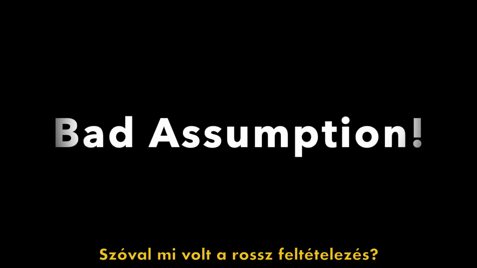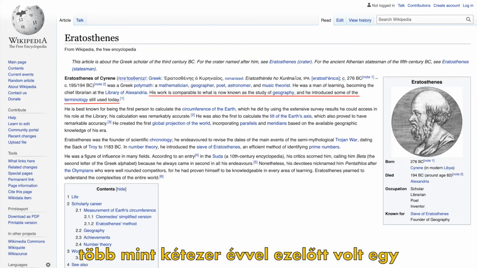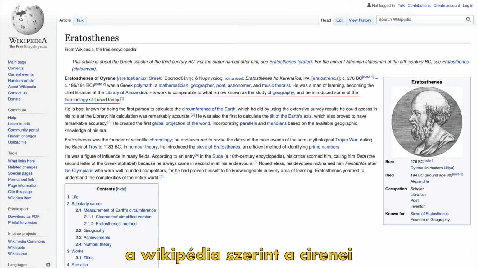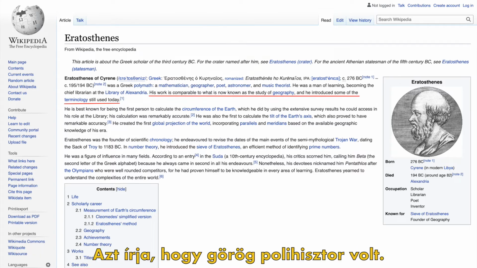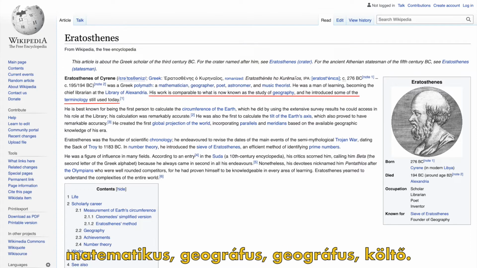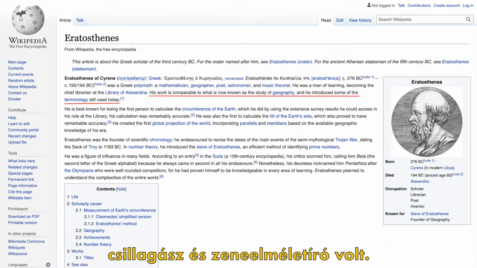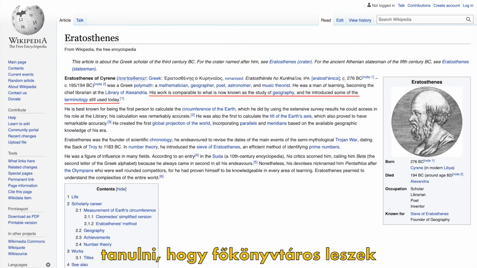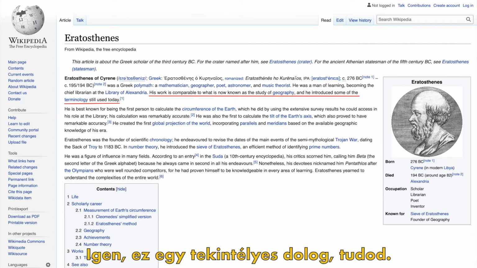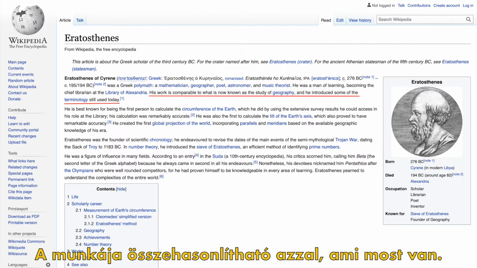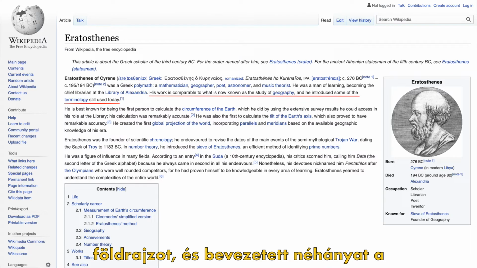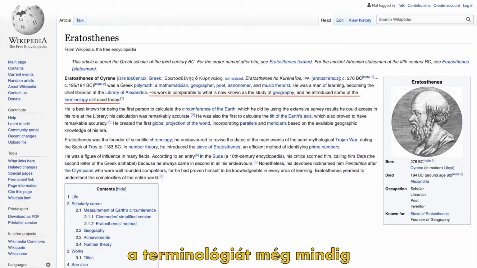So what was the bad assumption? Well, 2,000 plus years ago, there was a fellow by the name of Eratosthenes of Cyrene. Wikipedia has something very interesting on him. Besides how you pronounce and spell his name there, it says he was a Greek polymath, a mathematician, geographer, poet, astronomer, and music theorist. He was a man of learning, becoming the chief librarian at the Library of Alexandria. Wow. Yeah, that's a prestigious thing. The Greeks were very smart. His work is comparable to what is now known as the study of geography, and he introduced some of the terminology still used today.